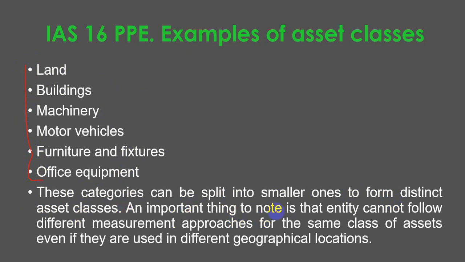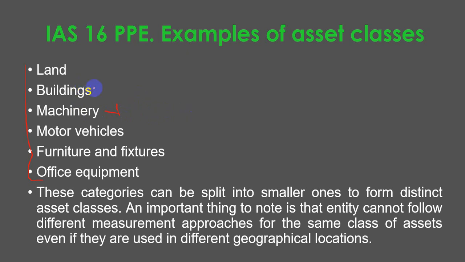An important thing to note is that an entity cannot follow different measurement approaches for the same class of assets, even if they are used in different geographical locations. So, if according to your accounting policies you use, for example, the cost model for machinery, it means that you should apply the cost model for all machinery items. You cannot just apply the revaluation model for some machinery items. If you have chosen the cost model for machinery items, you should apply the cost model to all machinery items.